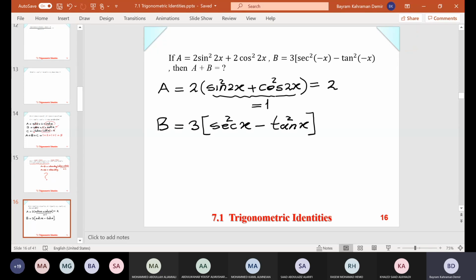Now, do we remember secant square minus tangent square? Yes, this is equal to 1. So 3 times 1 is equal to 3. All right. So now what is a plus b? A plus b is 5.